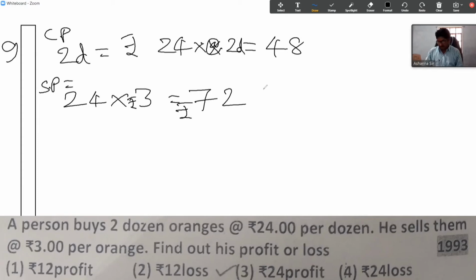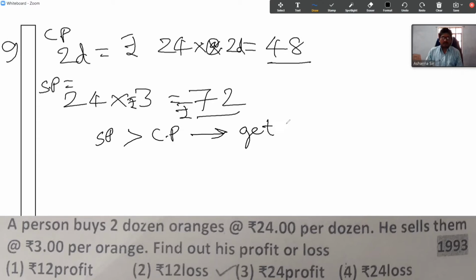Here it is asking to find out profit or loss. So selling price is greater than cost price. Selling price is 72, cost price is 48. So selling price is greater than cost price, so you will get profit. How much profit? 72 minus 48. We know 24 is the profit. 24 rupees profit. Option 3.